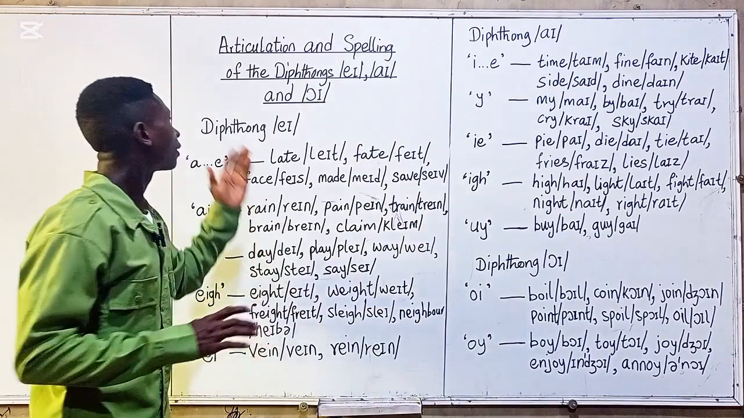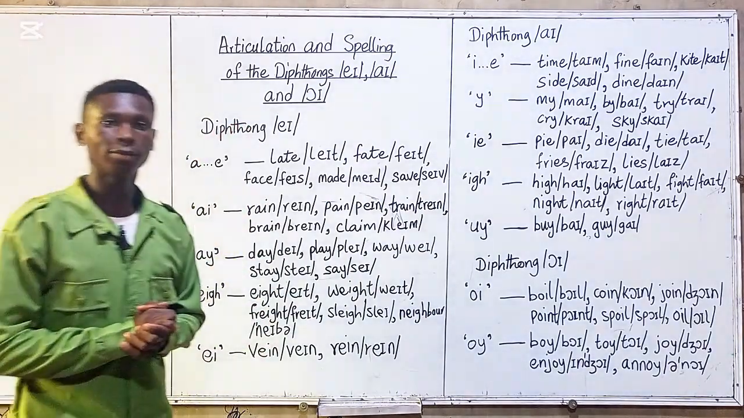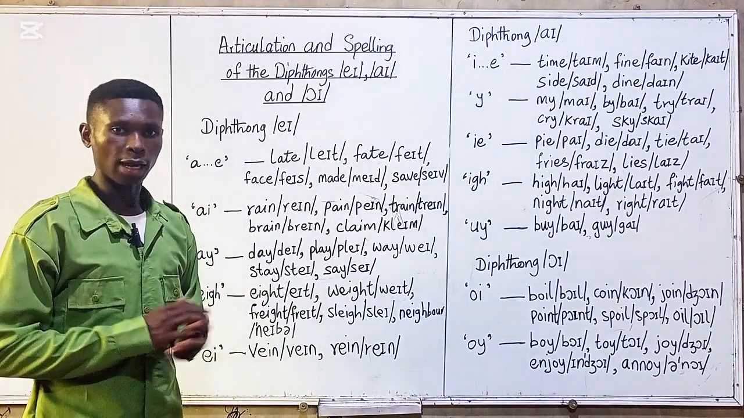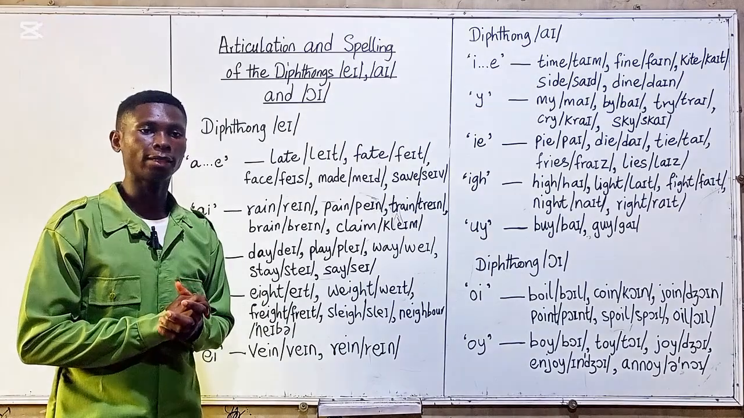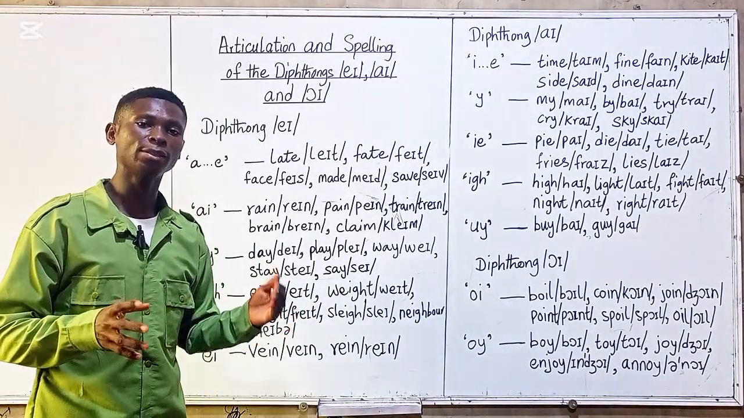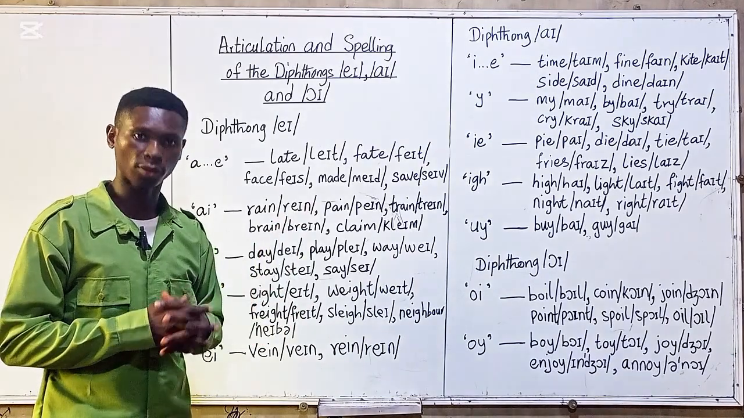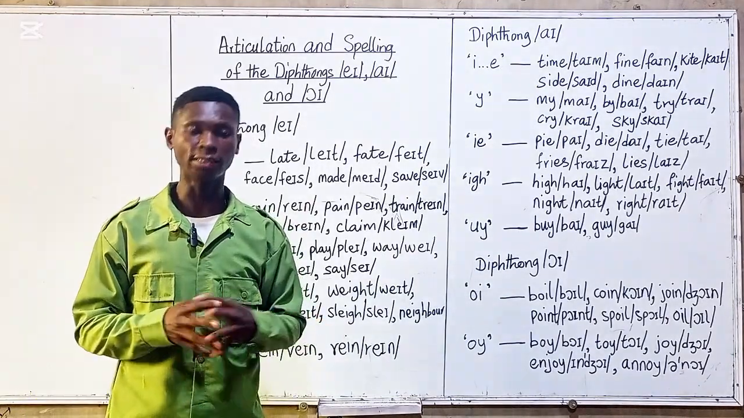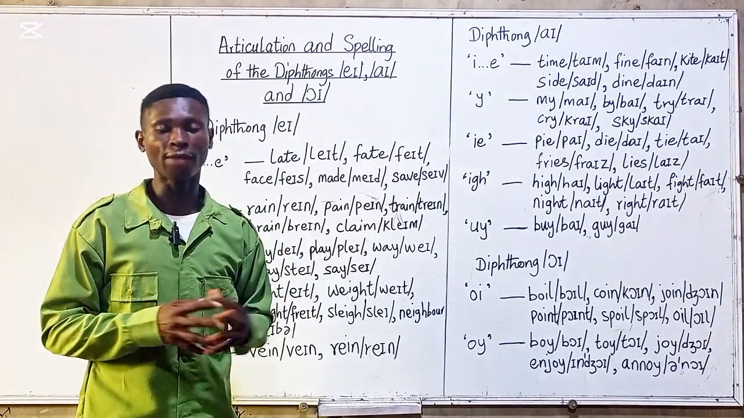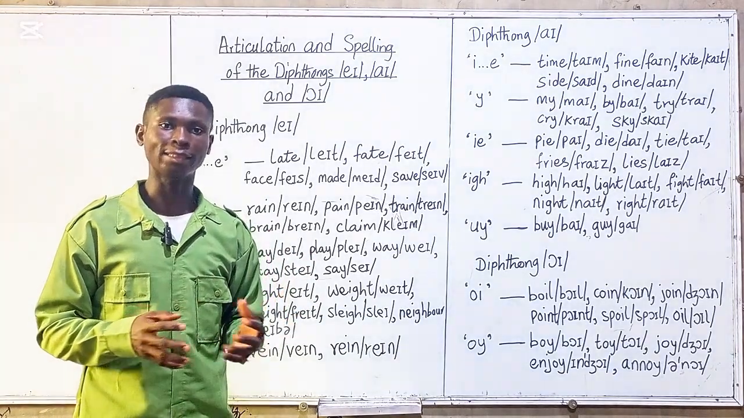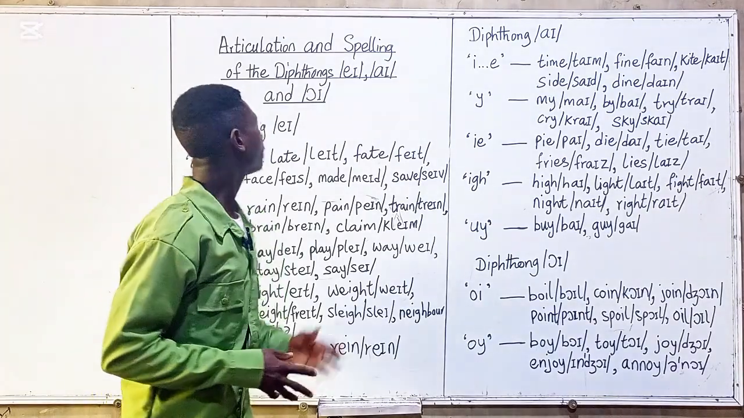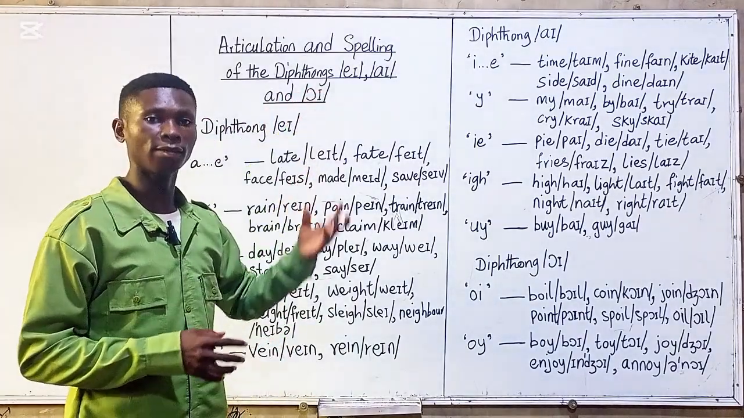All right, looking at the classification of diphthongs, I said previously that the double vowel sounds of English language are classified into closing diphthongs and centering diphthongs. So the closing diphthongs are 5 in number, whereas the centering diphthongs are 3 in number. So these are 3 of the closing diphthongs.